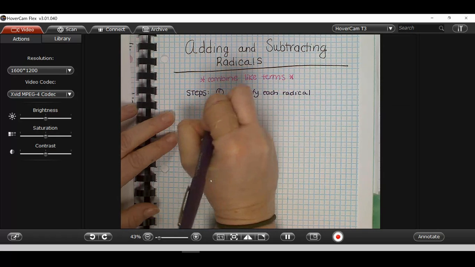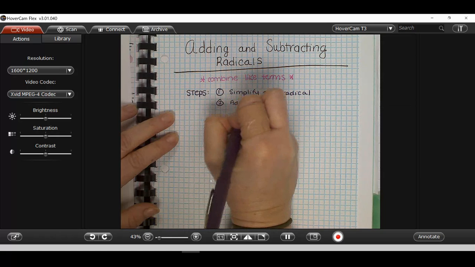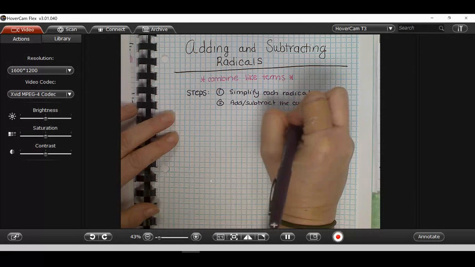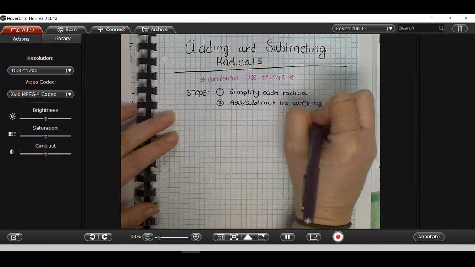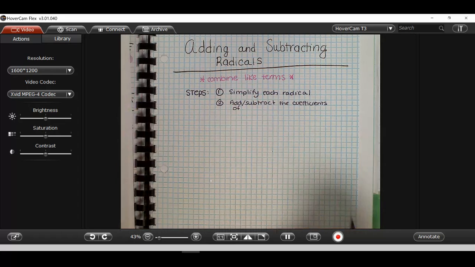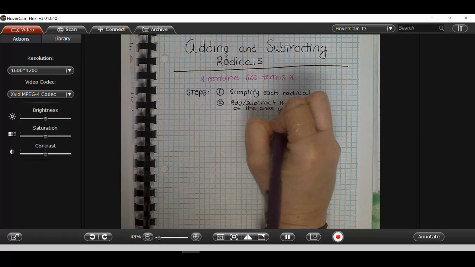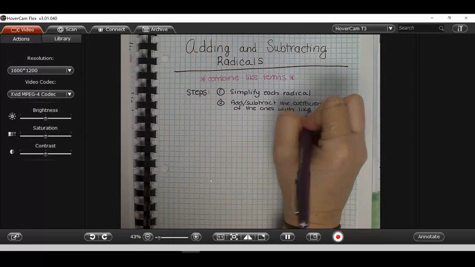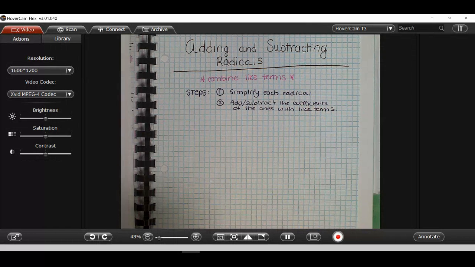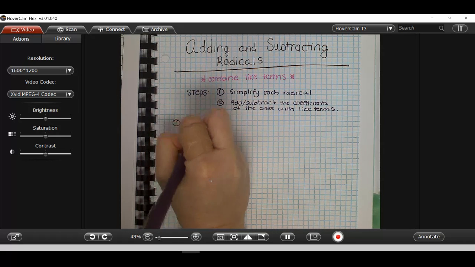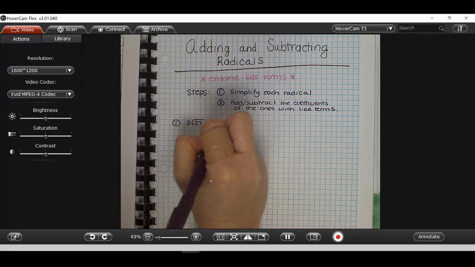And then you're going to add or subtract the coefficients of the ones with like terms. And that is really all. So you're going to simplify each one, and then you're going to add or subtract the ones with like terms. So for example, we have 3 root 27 minus 2 root 12.